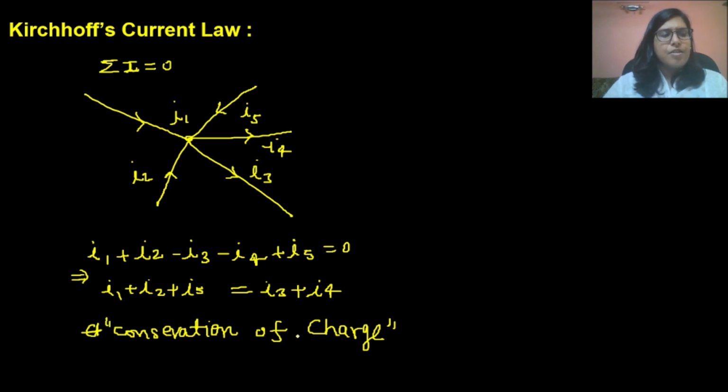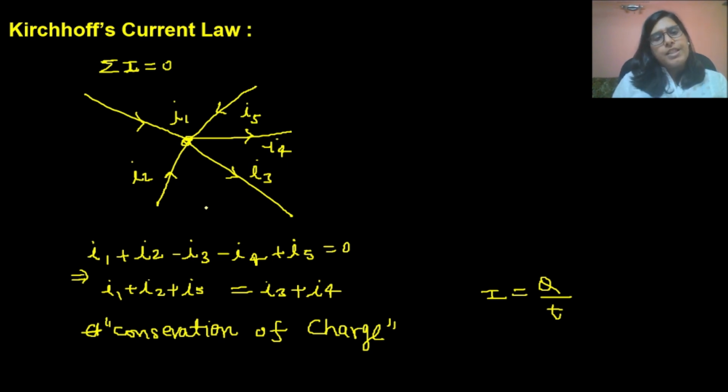Actually, what is the current? Current is Q by T. Now here, whatever charge is coming in T time, the same charge will leave in T time. That means because charge is neither created nor destroyed, that's why the total charge will be the same. So whatever charge is coming to this node, the same charge will leave this node. That's why the current coming to the node equals the current leaving the node.